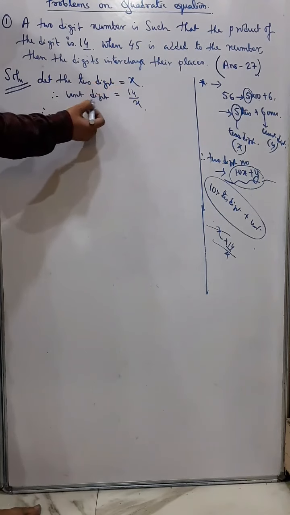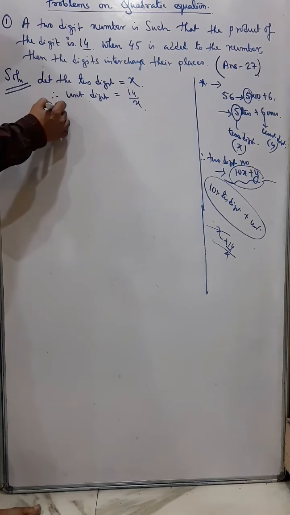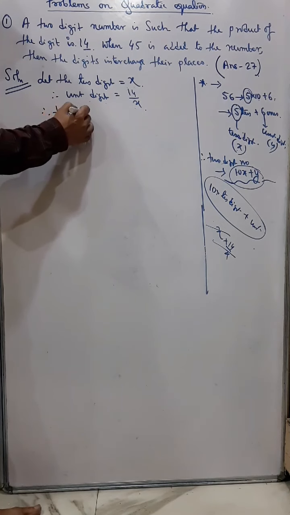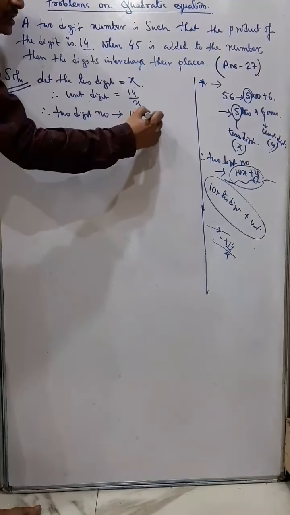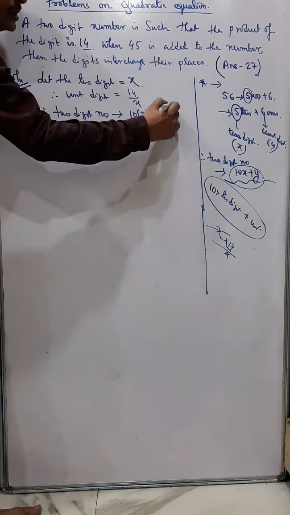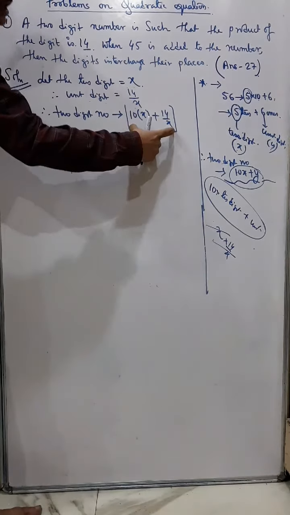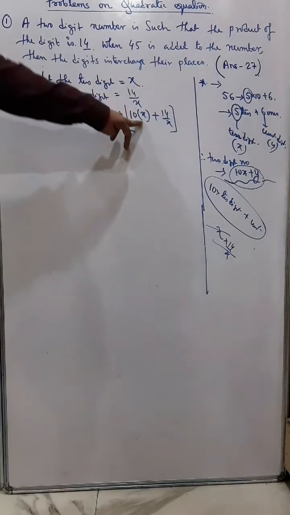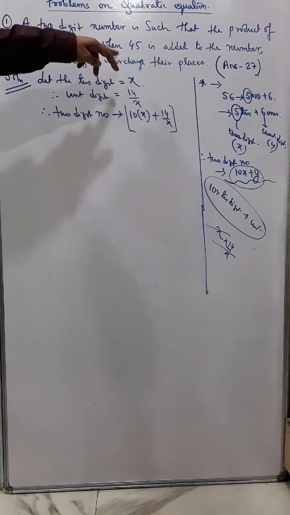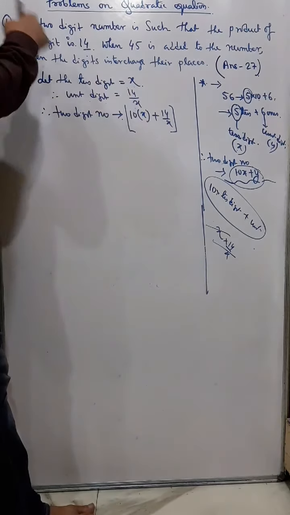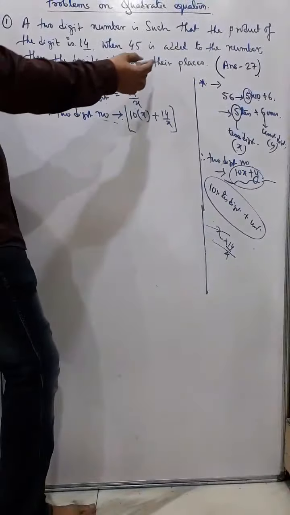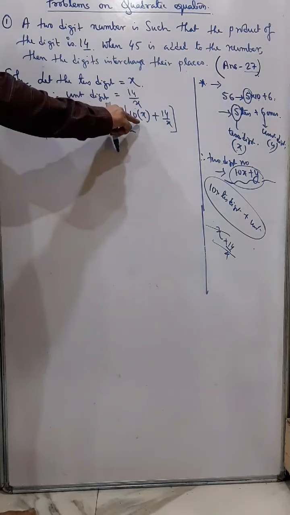So therefore, in this case, what do I get? The tens digit as x and the unit digit as 14 by x, and therefore I can say the two-digit number becomes 10 into tens digit plus unit digit. Understand? So this is the two-digit number that we got, the original number. After getting the value of x, you put it here and you will get the original number. That is what we have to find, and the answer will be 27. Okay, so we got the two-digit original number.